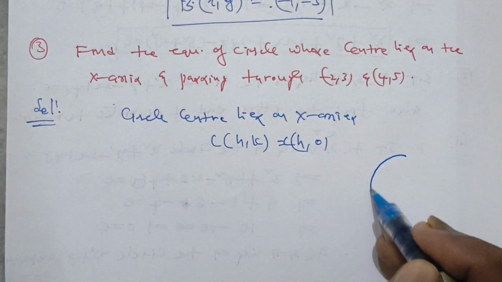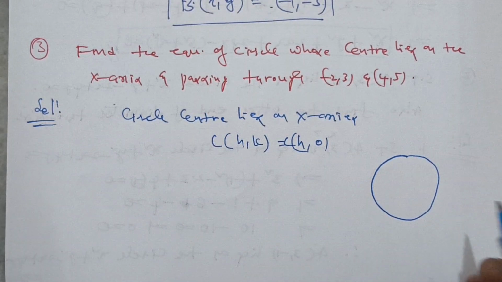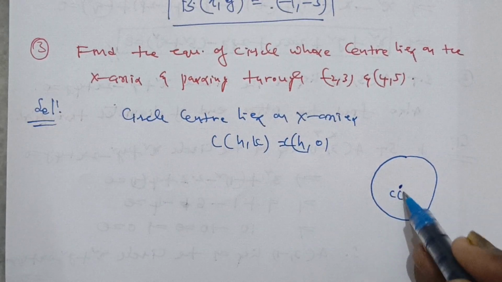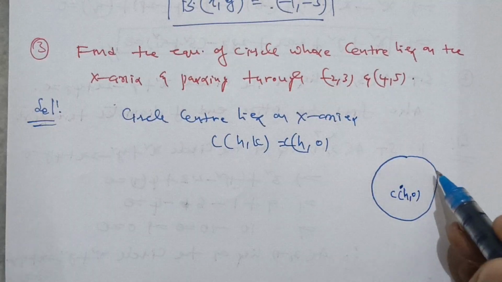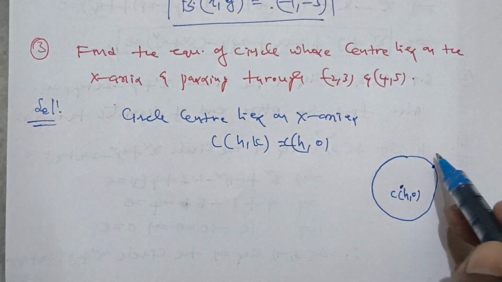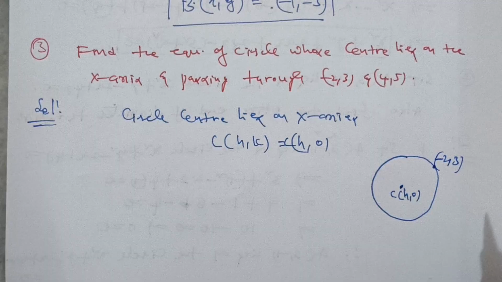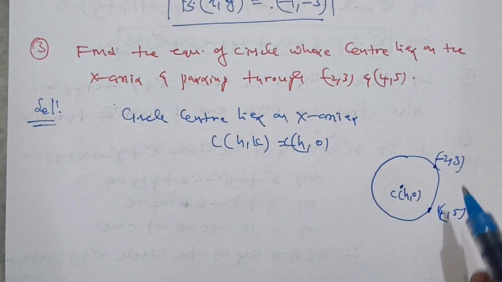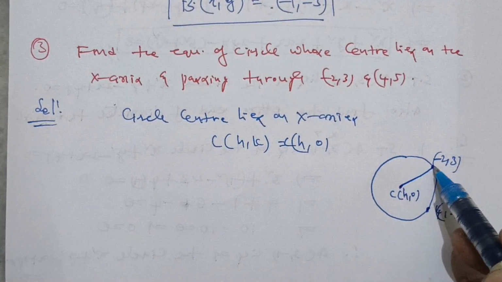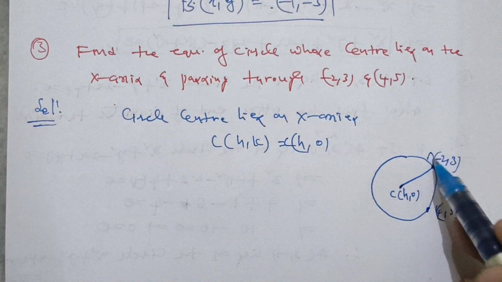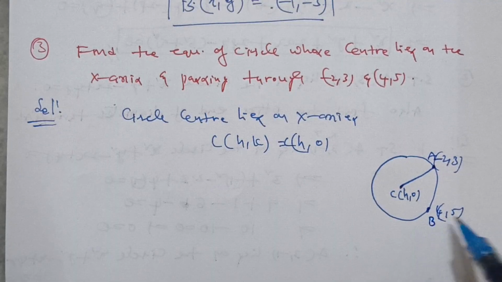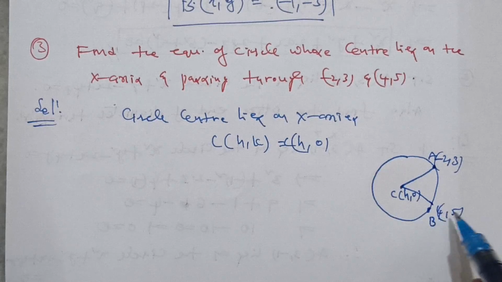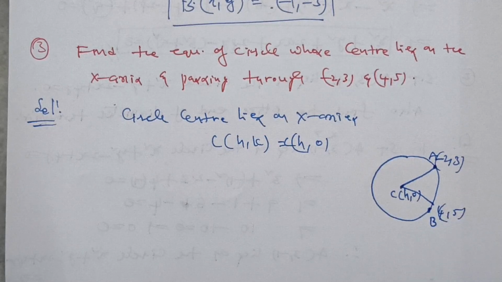To find the circle equation, we roughly draw the circle diagram here. This is the center C (h, 0), and it passes through the points (-2, 3) and (4, 5). Suppose we call these A and B. The distance between C and A and the distance between C and B are both equal to the radius.